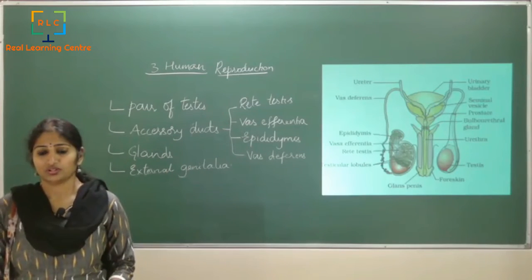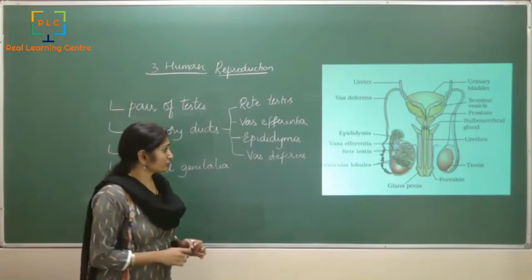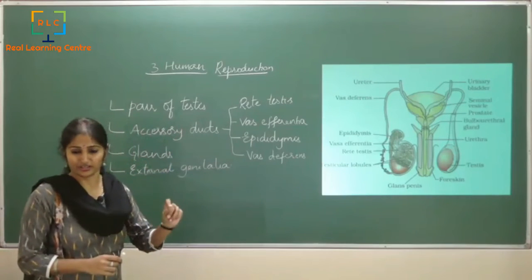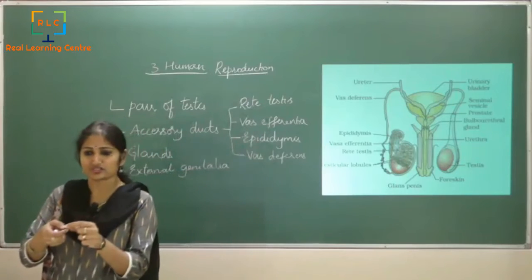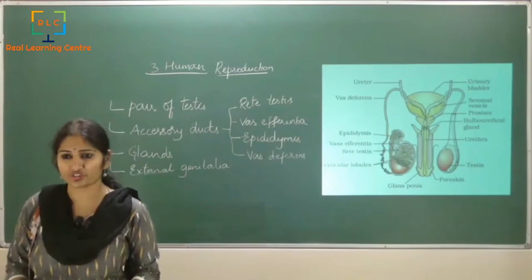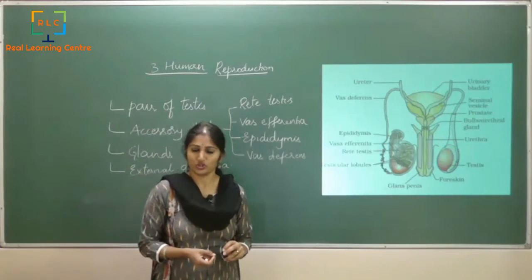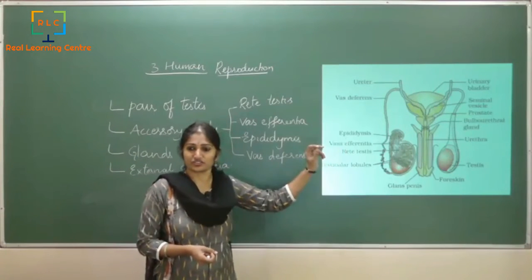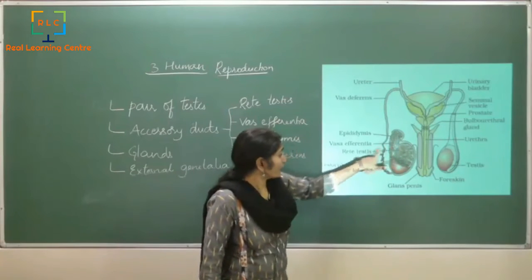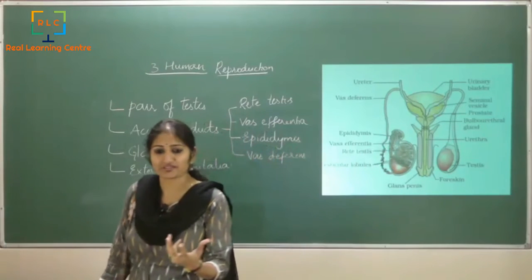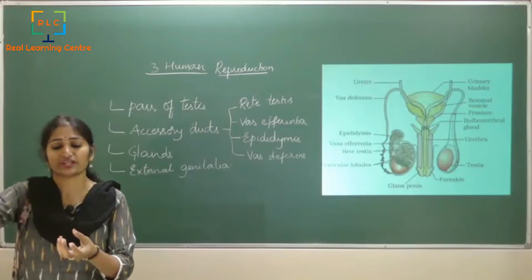Okay, so how are the sperms sent out of the body? First, the important duct that plays a role is the rete testis. Rete testis is a very small duct-like structure which is coming out of the testicular lobules. Now this rete testis opens into a tubule which is called the vas efferentia. So the vas efferentia is the duct which carries the sperm cells through the rete testis.